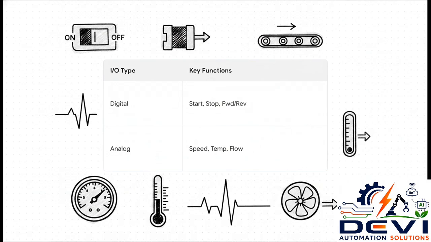Digital inputs handle your basic on and off commands, like a switch telling a conveyor to start, stop, go forward, reverse, or jog. Analog inputs and outputs, on the other hand, handle variable data. That's the stuff that lets a VFD precisely control a water pump based on live pressure feedback, or tweak an exhaust fan based on temperature sensors.